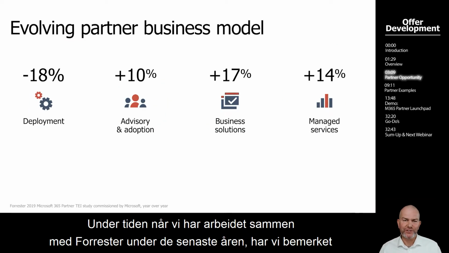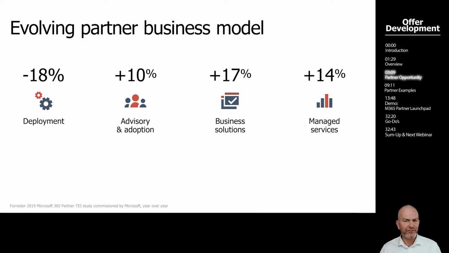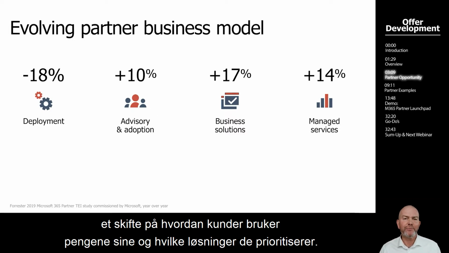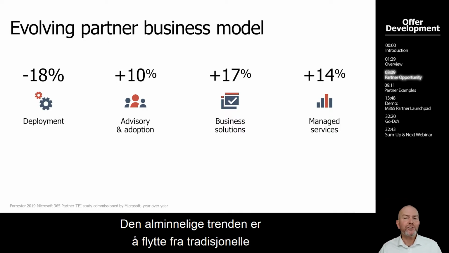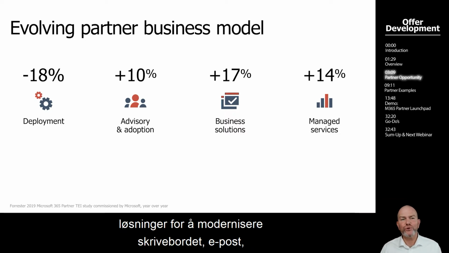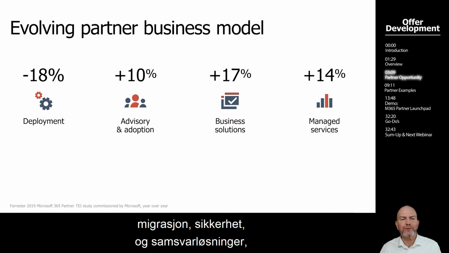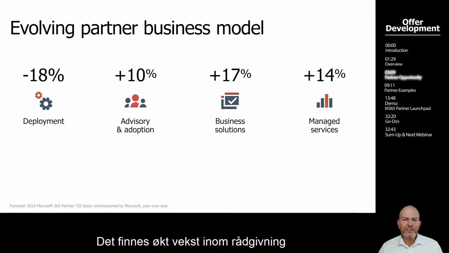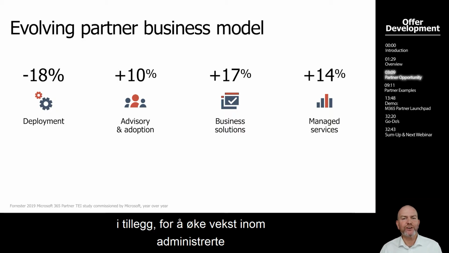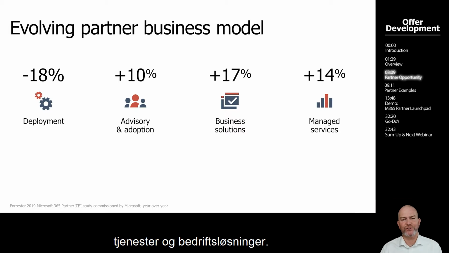In our work with Forrester over the past years, we see a shift in how customers are spending and prioritizing between solutions. We also see a shift in how partners are delivering their services. The overall trend is a move from traditional solutions to modernizing the desktop, email migrations, security and compliance solutions in order to enable safe and advanced teamwork. There is an increased growth in advisory and adoption services because of Teams, in addition to increased growth in managed services and business solutions.